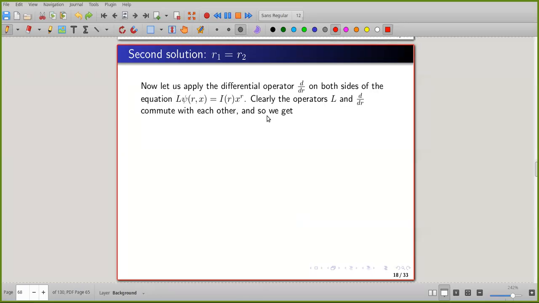So now let us apply the differential operator d by dr on both sides of the equation. We have this equation, which is what we saw, but using our functions A_n(r), we have this equation I(r) x to the power r, and we just apply the differential operator d by dr on both sides.